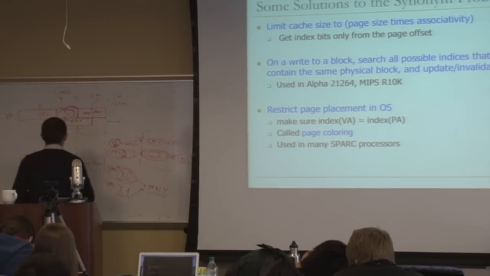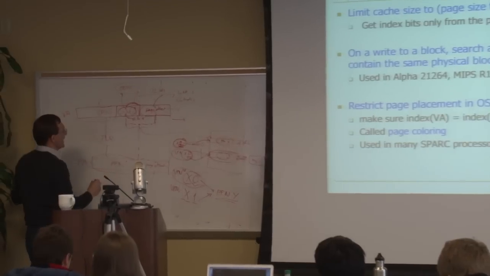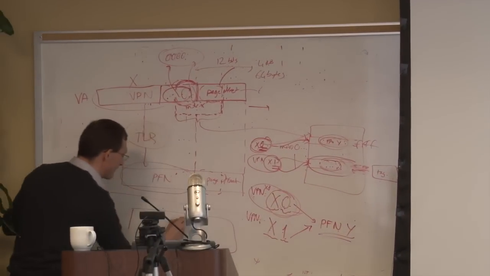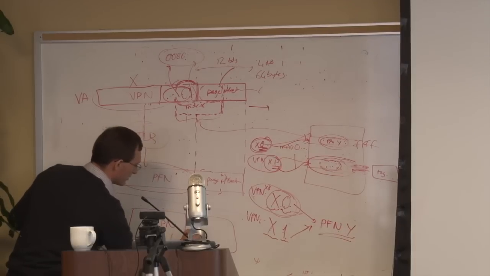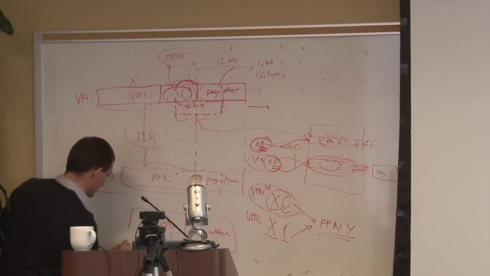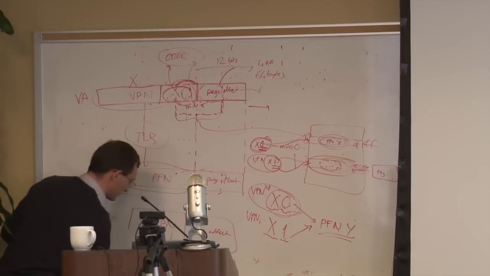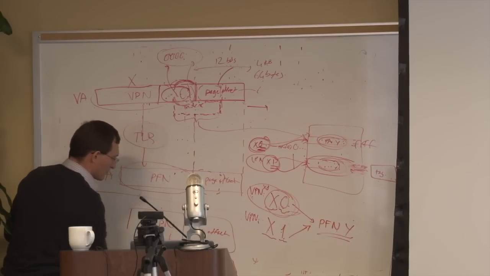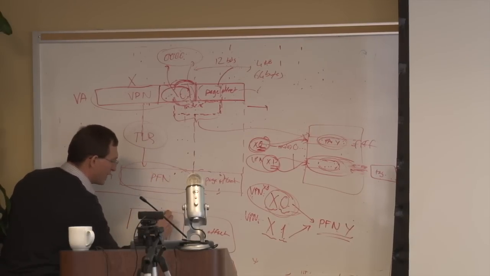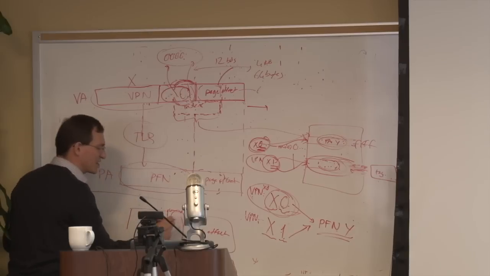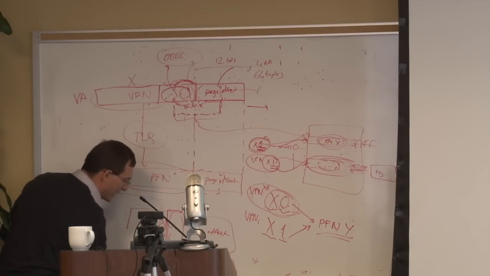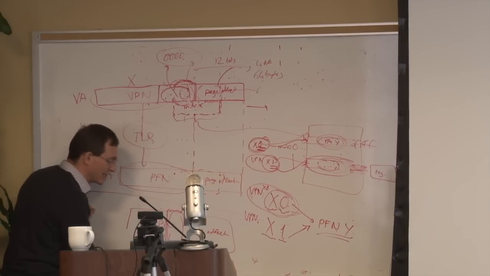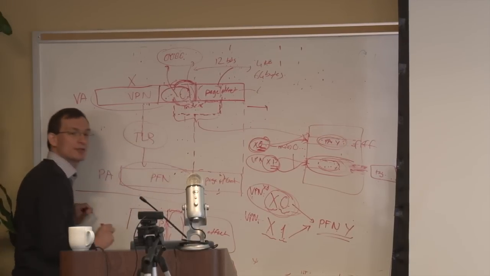Because of what the OS is doing whenever it's doing virtual to physical allocation, I think I made a mess here, but ignore this. You have a virtual page number and the page offset, and then you have a physical frame number and the same page offset. Basically, the OS would need to know how many cache index bits come from the virtual page number. And whenever it allocates a virtual page, it ensures that it is allocated to a physical frame that has the same index bits over here.